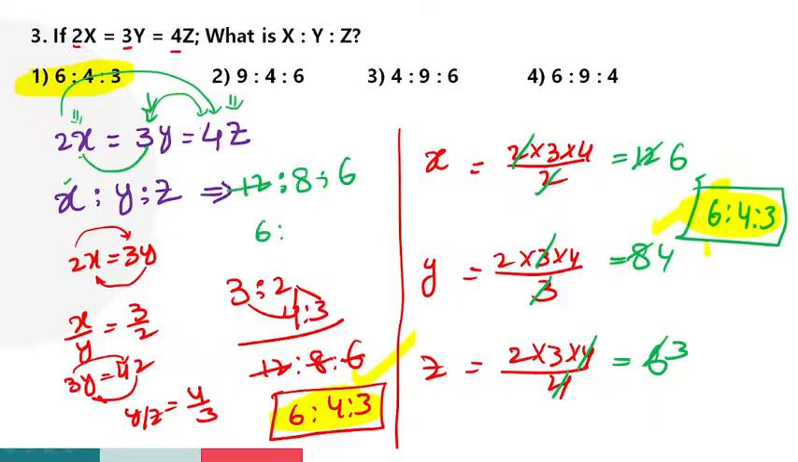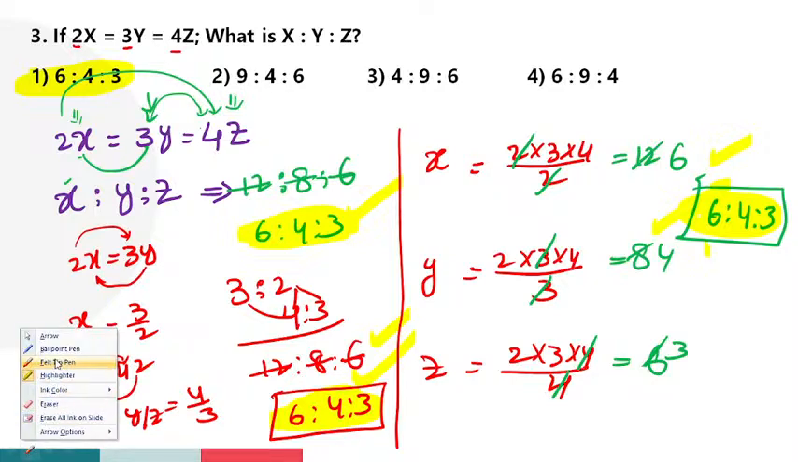Let me calculate. So 2 6s are 12, 2 4s are 8, and 2 3s are 6. The final answer here is 6 is to 4 is to 3. With the first method you get the same answer, with the second method you get the same answer, and with the third method you get the same answer.